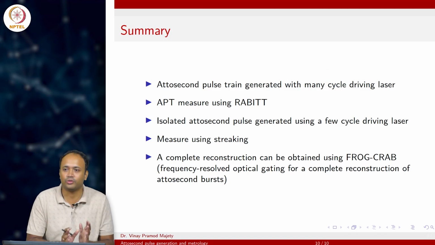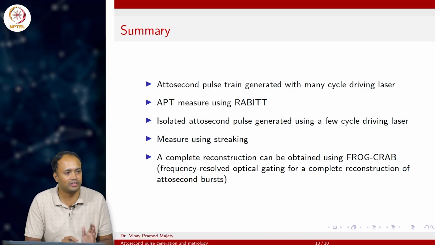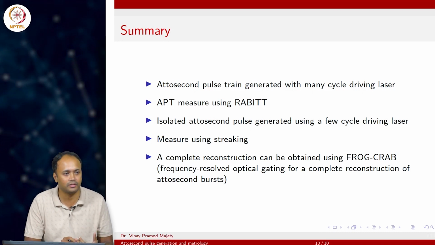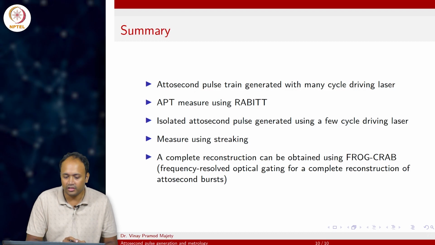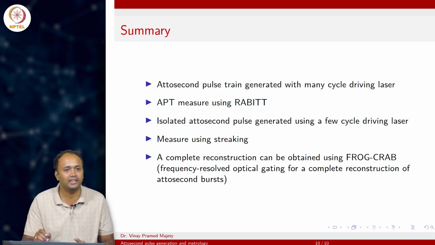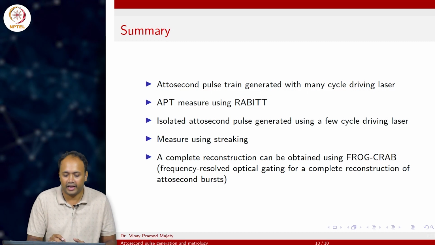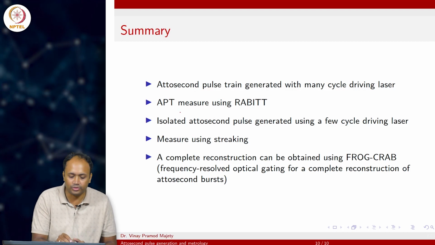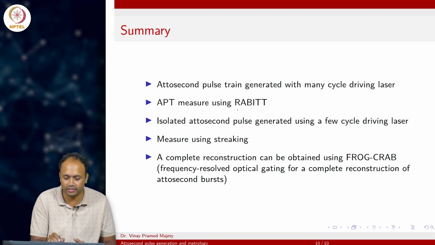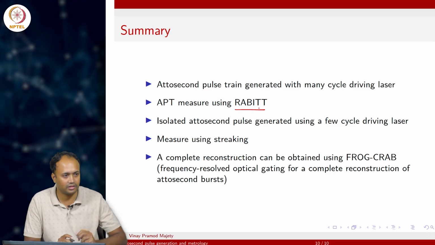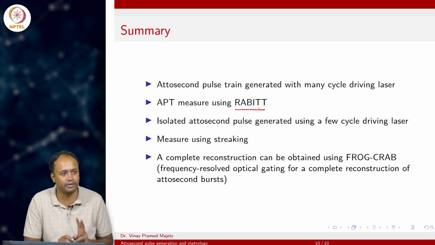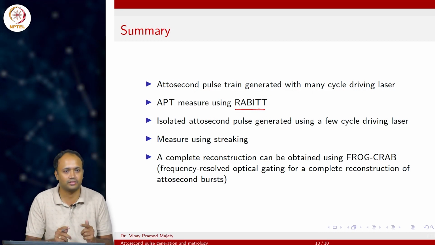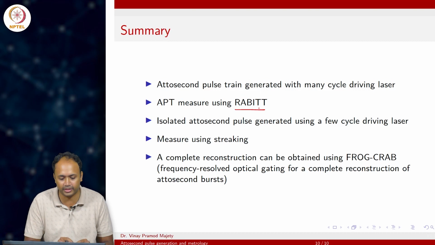Yes, so that's all I wanted to tell about the generation of attosecond pulses and how you measure them, to give a feel for how one would measure, especially the chirp. Attosecond pulses are generated with a many cycle driving pulse, and if I want an isolated attosecond pulse, I need a few cycle driving pulse. An attosecond pulse train can be measured using what's called RABBIT. It's a reconstruction of attosecond beating with two photon interference. We had a scheme where you had two pathways and they interfered and you got chirp information from there.